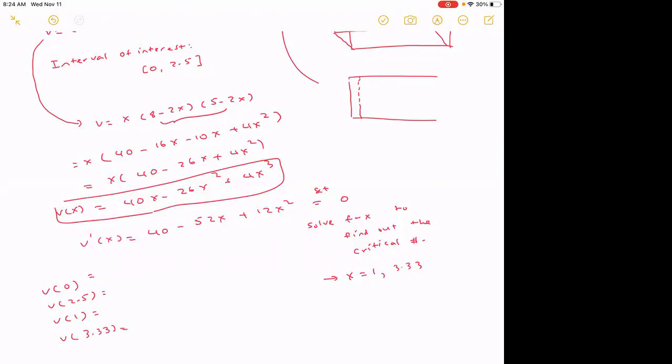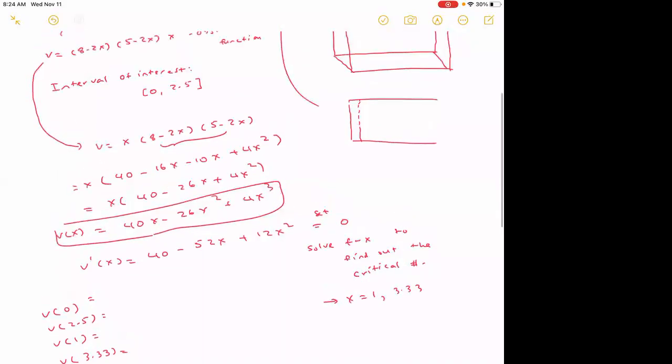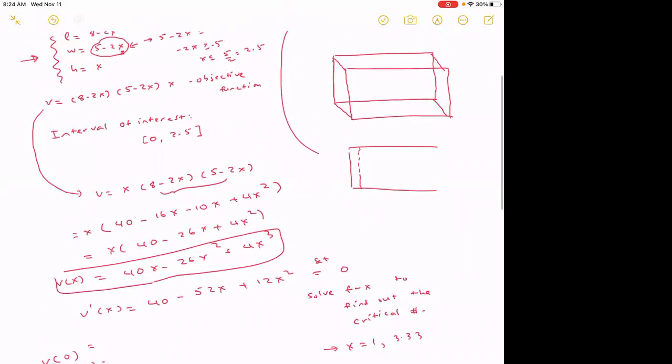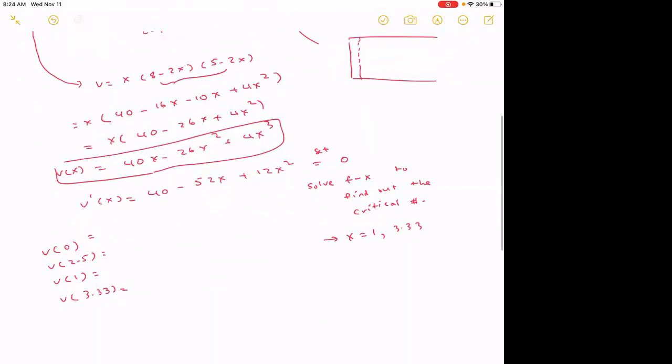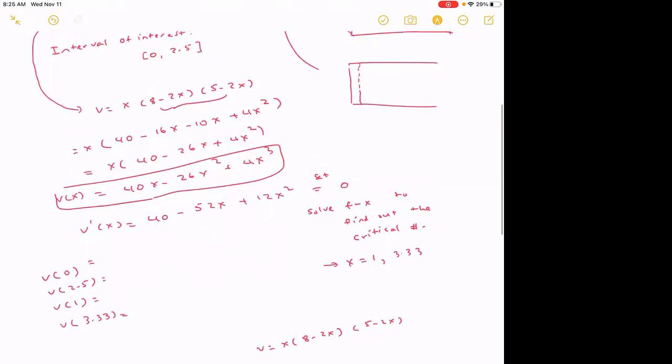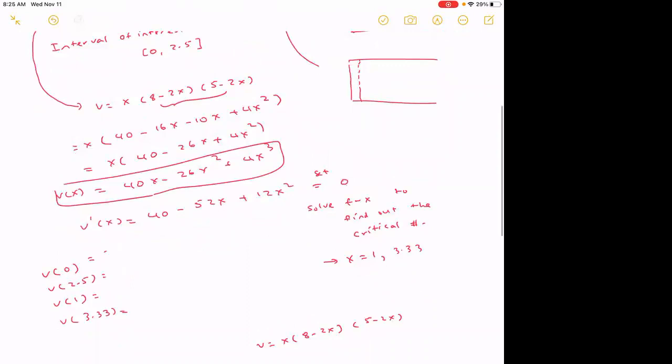Okay, so if x is 0, you go back, now this factored form is easier. So V equal to x times 8 minus 2x times 5 minus 2x. Just plug in 0 for x, you get 0. Plug in 2.5 for x, you get 0. Plug in 1 for x, you get some positive number. Plug in 3.33 for x, you get some positive number, and choose the largest one.